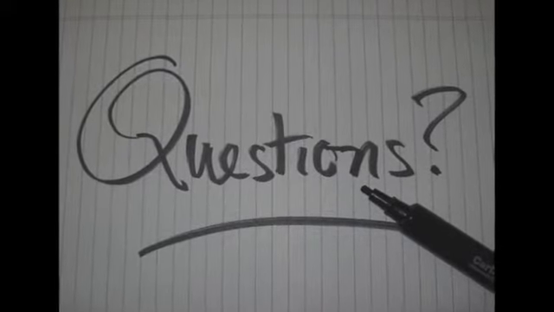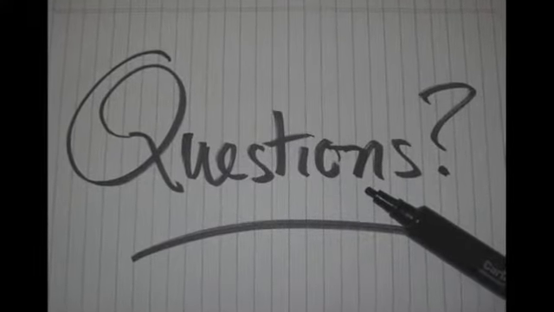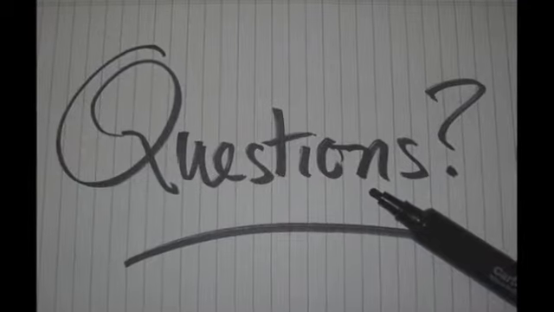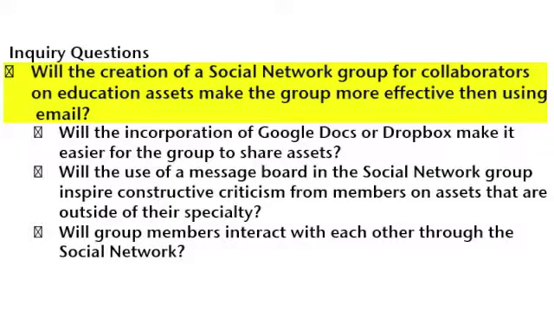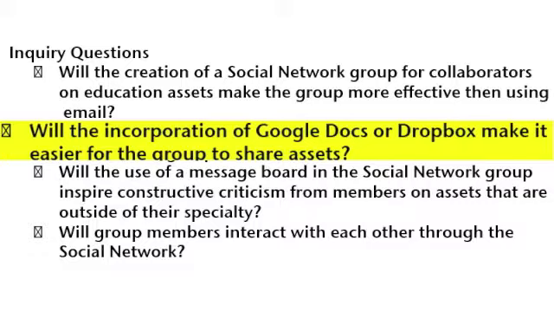There were 4 questions I asked myself when I started to think about how I would use a social network to enhance collaboration in my group. The first was, will the creation of a social network group for collaborators on education assets make the group more effective than using email? Next, will the incorporation of Google Docs or Dropbox make it easier for the group to share assets? This question was added during the initial development stage when we realized that Facebook's asset sharing feature was lacking in functionality that Google Docs and Dropbox offered.